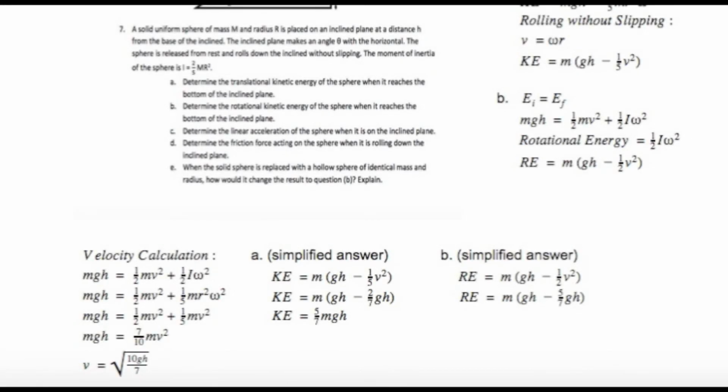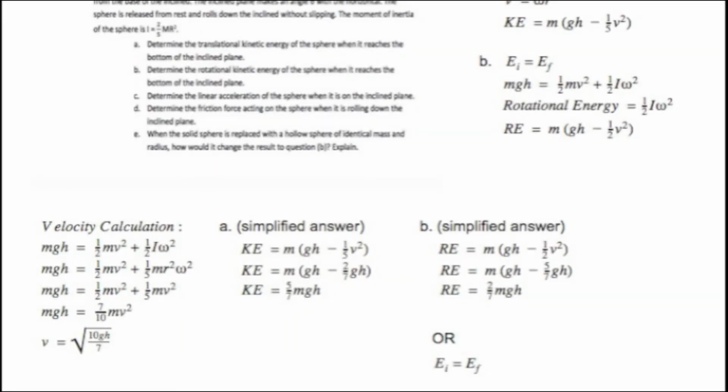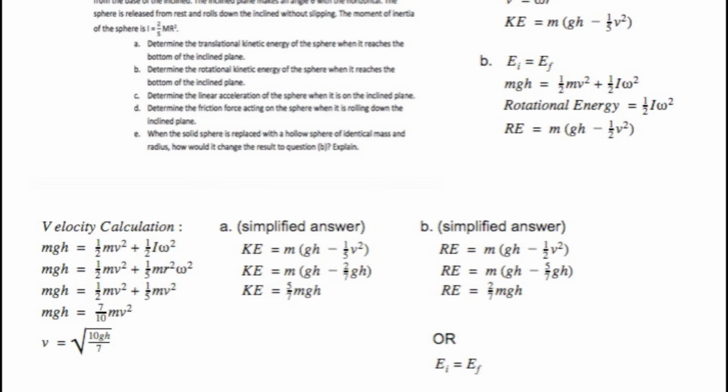Now we can do the same thing we did with part A to part B. We can plug in the velocity that we found into part B of the problem. So we get that the rotational energy is equal to mgh minus 5/7 mgh. We can simplify that to get 2/7 mgh, but there is maybe a more logical and easier way to approach part B of this problem.